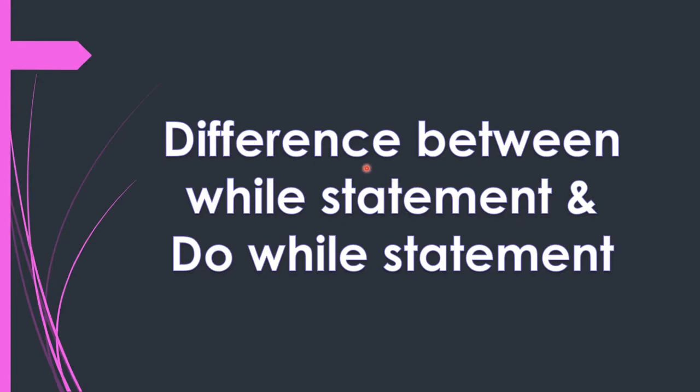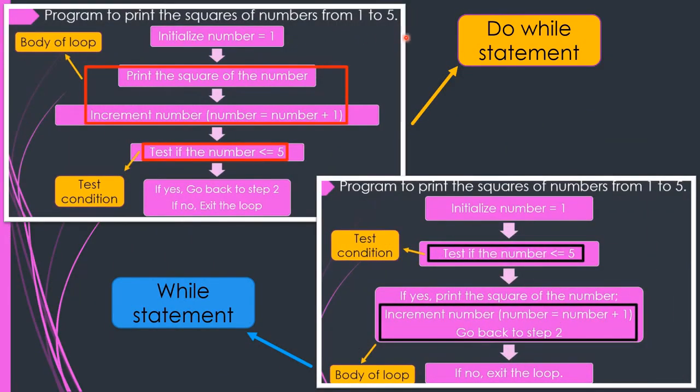Now let us understand the difference between the while statement and the do while statement. Here we have taken that example, and both of these statements are given together so that you can understand better. This is the do while statement and this is the while statement, as indicated by these arrows. As I told you, the first step is similar in both loops: we have initialized the variable number with the value 1.